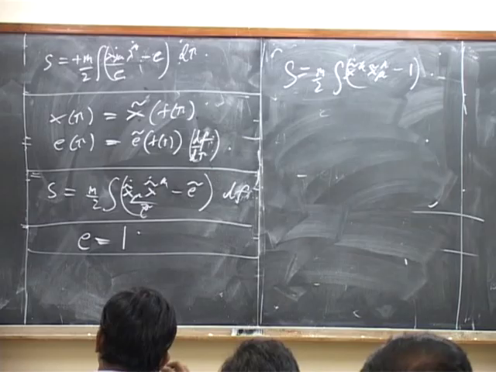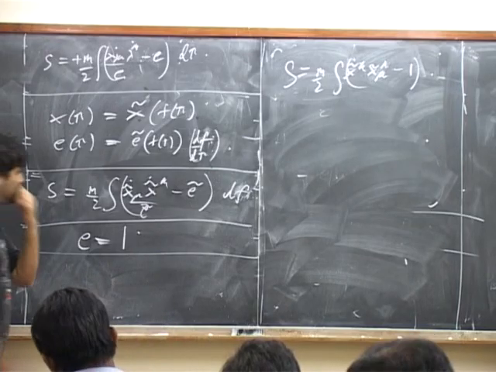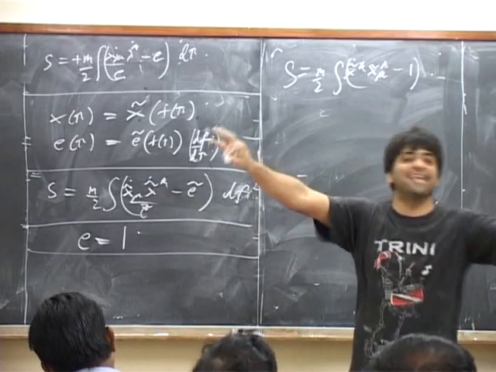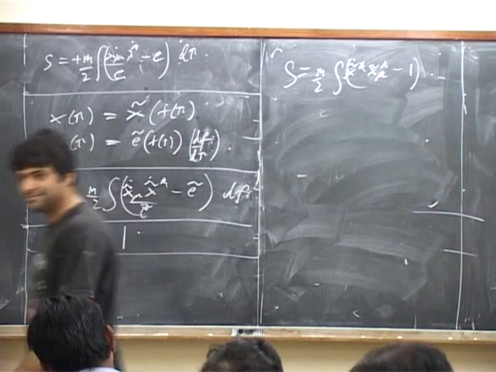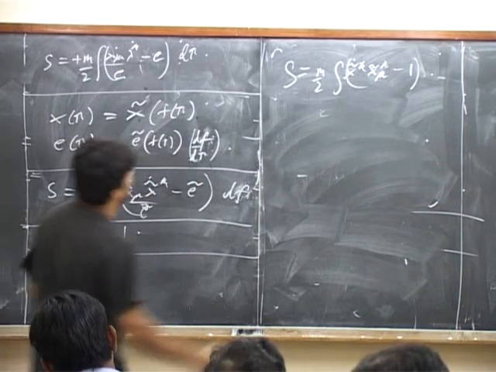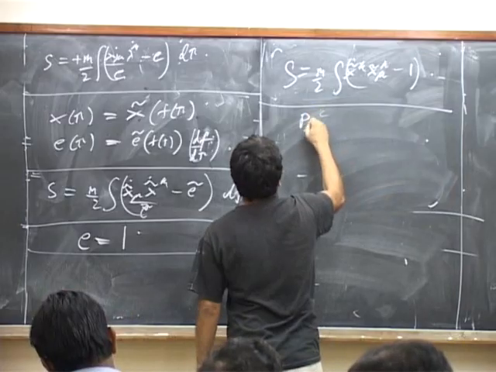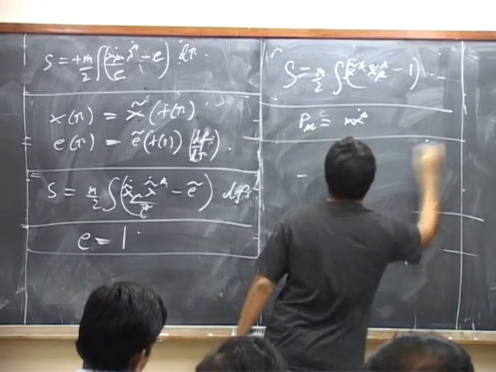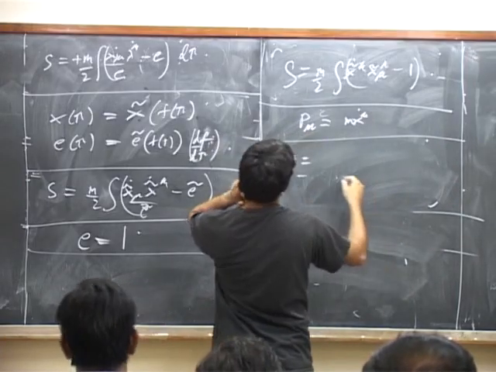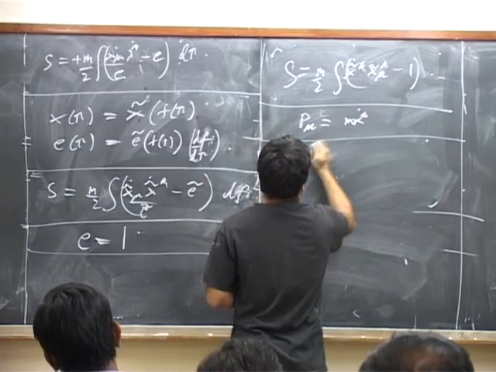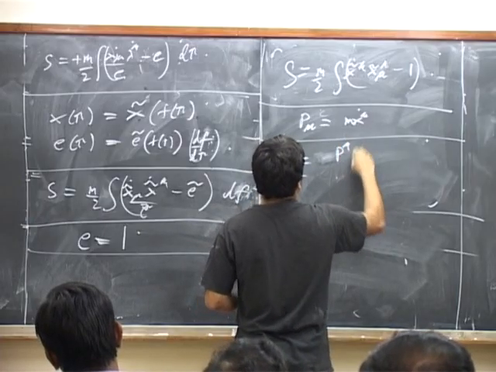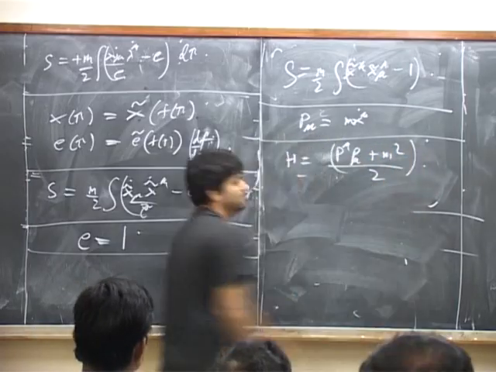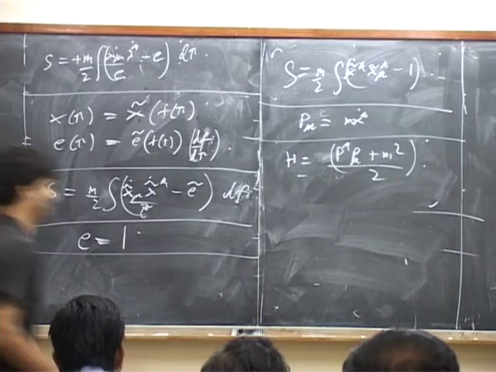Now this looks like a lovely action, it's very simple, it's like non-relativistic mechanics. So we might think, well, let me do my quantum mechanics by making this choice of gauge, working in this gauge, and doing my quantization. Okay? So let's see what we get when we do that. What we get is that P mu is equal to m x mu dot, and that h is equal to p mu p mu over 2m plus m squared by 2.